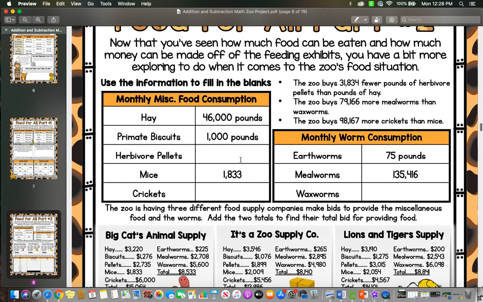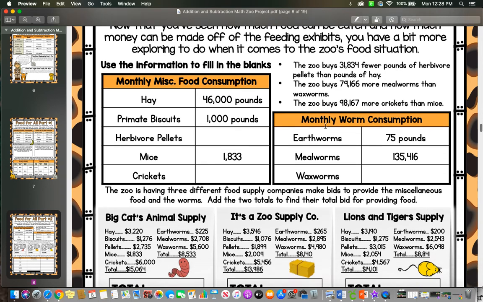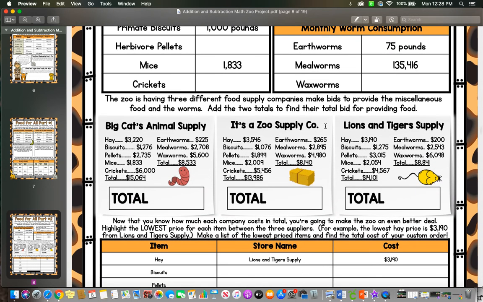Okay, so you're going to go ahead and use this information here to fill in the blanks. So you're going to have to find out how many pounds of pellets, how many pounds of crickets, and how many waxworms using this information. Okay, go ahead, go down to the bottom. The zoo is having 3 different food supply companies make bids to provide the miscellaneous food and the worms. Add the 2 totals to find their total bid for providing food.